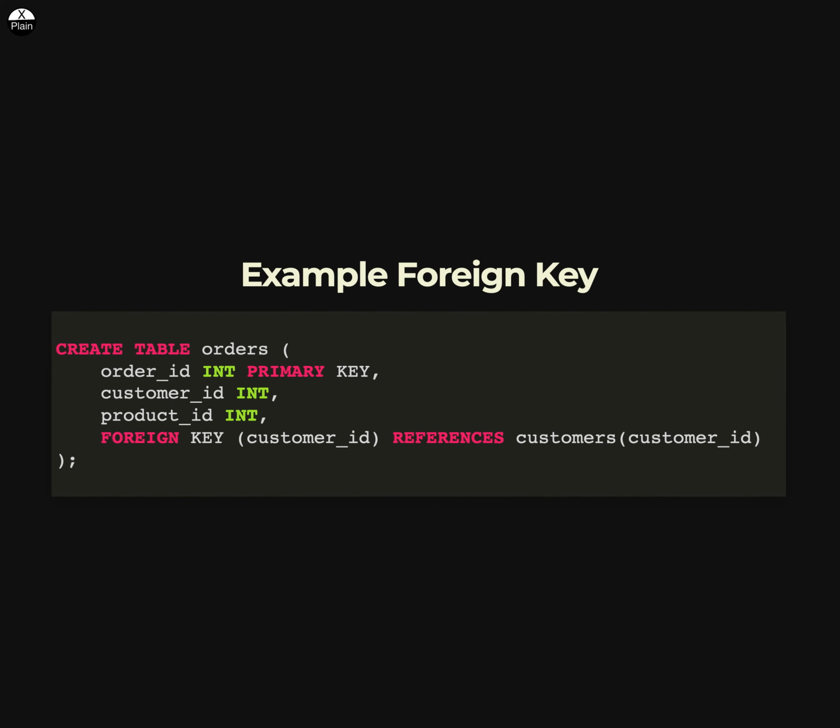And here is an example of creating a foreign key in SQL. This statement creates a table called orders with a primary key on the order ID column and a foreign key on the customer ID column that references the customer ID column in the customers table.